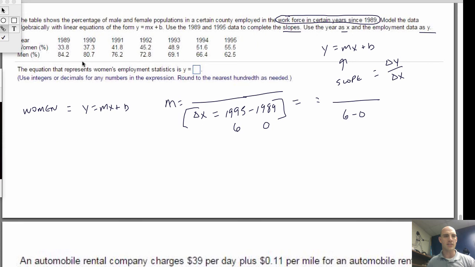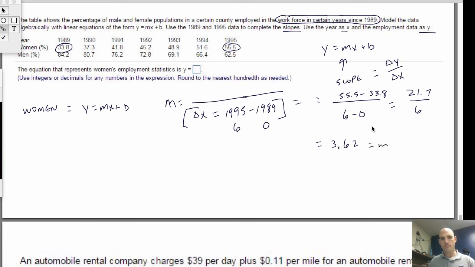And then on top, I need the data for the women. So 1995 was 55.5 and 1989 was 33.8. So up here, I'm going to have 55.5 minus 33.8. And so when I figure that out, I've got 21.7 over 6, which is equal to 3.62. Okay, 3.62.